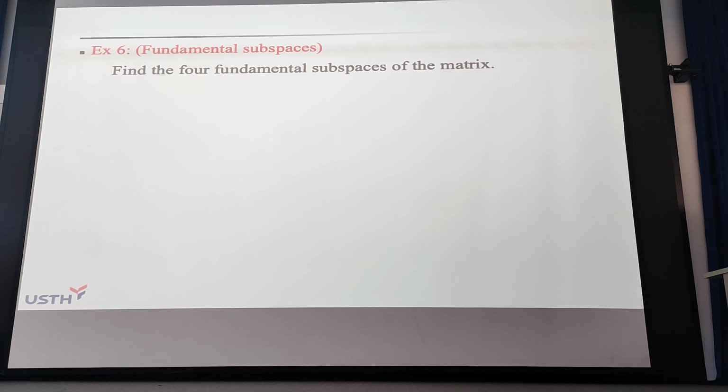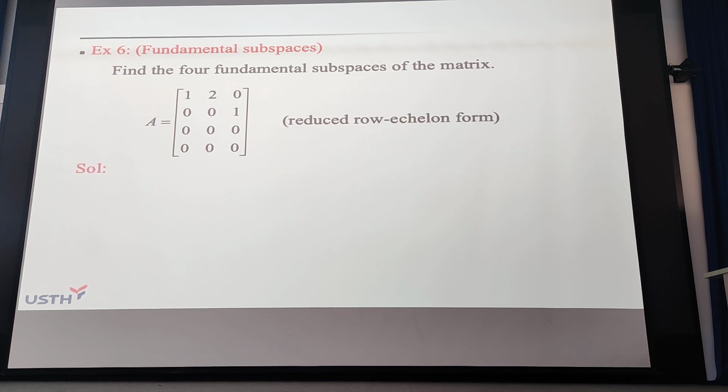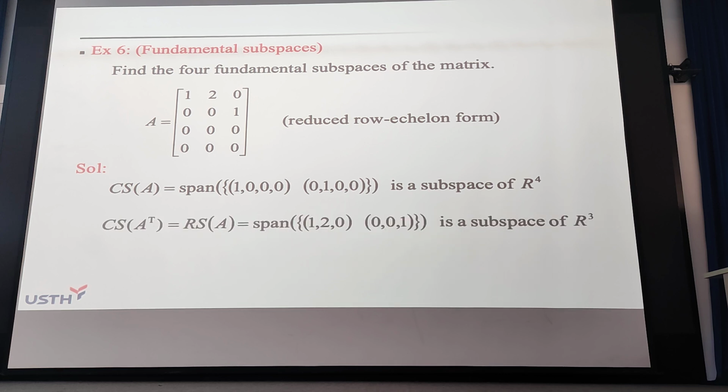And an example about that is the following one. Suppose that you are given a matrix A. The first thing, you need to find the four fundamental subspaces of that. Then that is already in the reduced row echelon form, so everything is very easy for you. The column space will be spanned by the first column and the last column. And the row space will be spanned by the first row and second row.